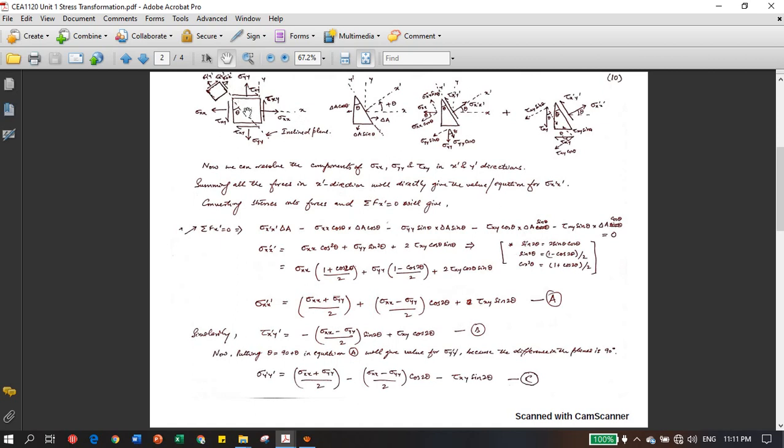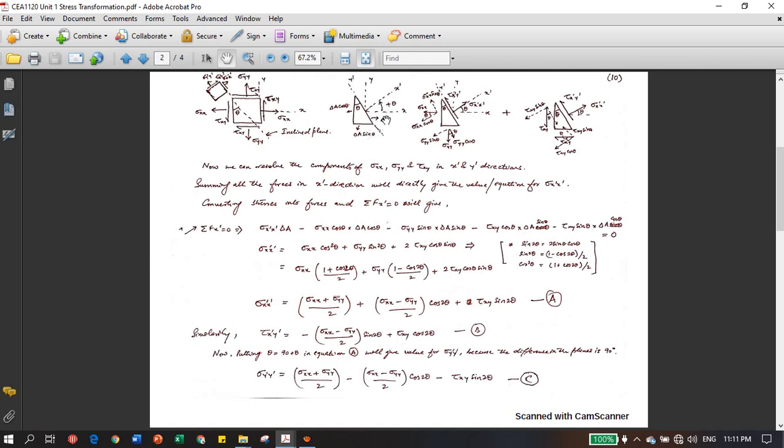Okay, so what we will do is split this and resolve the components of these stresses so that we can directly get the values of transformed stresses like this. See, in this figure, this is your transformed axis x dash y dash, and this is your x and y, and the transformation is positive theta in the anti-clockwise direction.